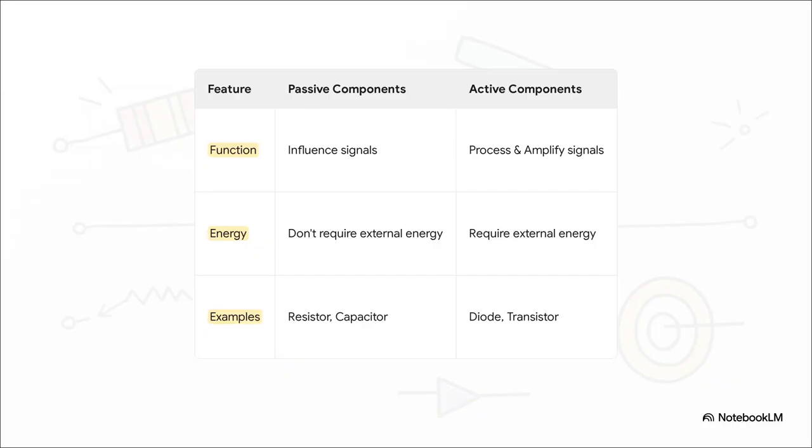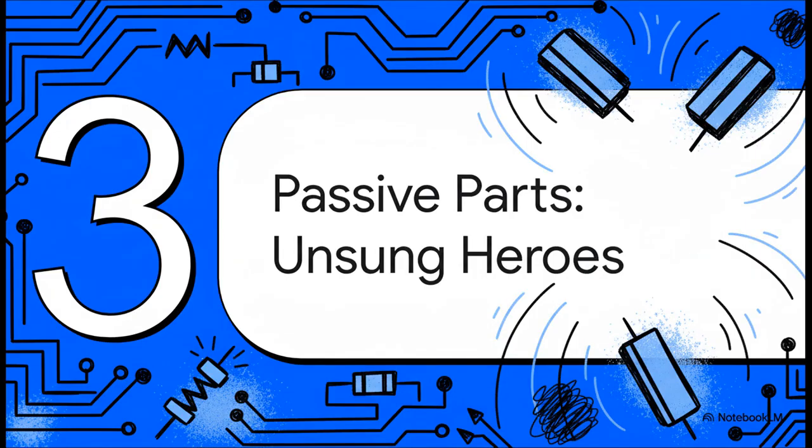So, just to quickly sum that up, passive components just kind of influence the energy that's already there. Active components can actually process it and amplify it, but they need to be powered on to work. For our little journey through a charger, we're going to focus on a few key players from both sides: resistors and capacitors from the passive team, and the super important diode from the active team. All right, let's kick things off with those passive parts.